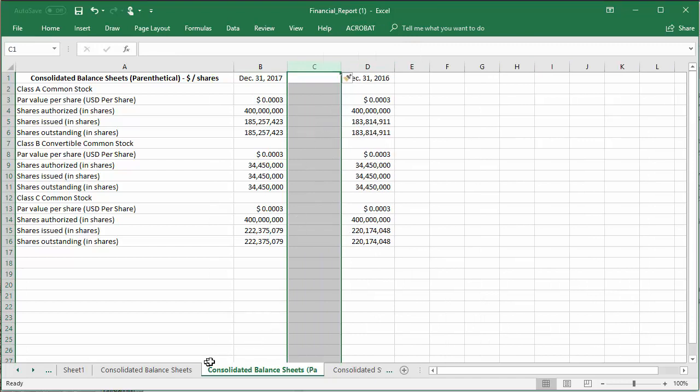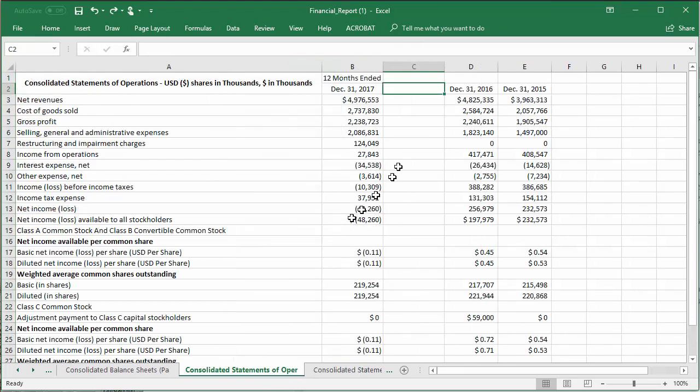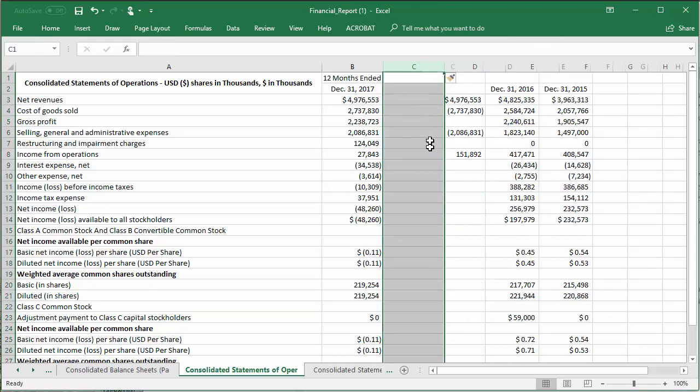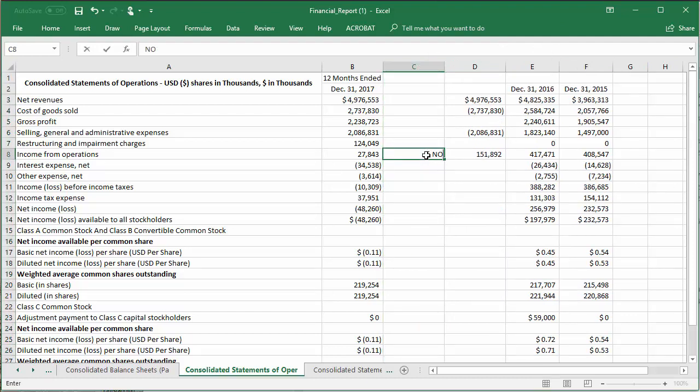Now let's go to the income statement and figure out net operating profit before taxes. This is not the income statement, obviously. Here it is. So that would be revenues minus cost of goods sold minus selling, general and administrative, and I'm not going to include restructuring and impairments. So I'm going to get net operating profit before taxes of $151,892.